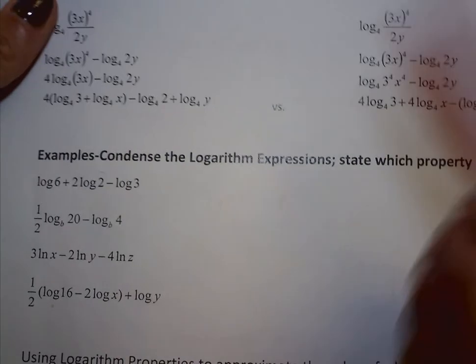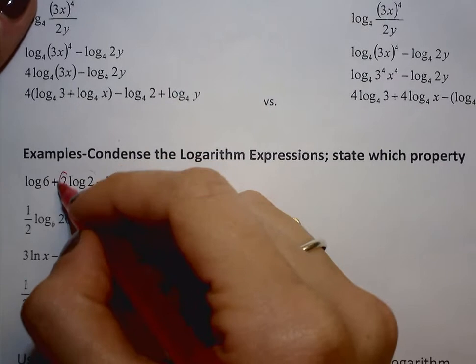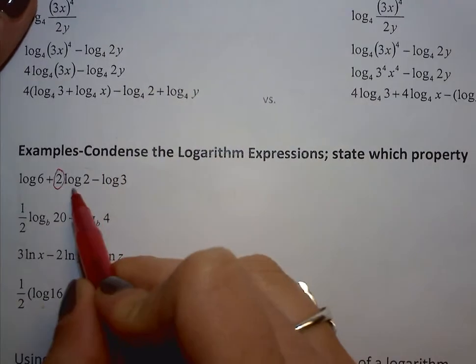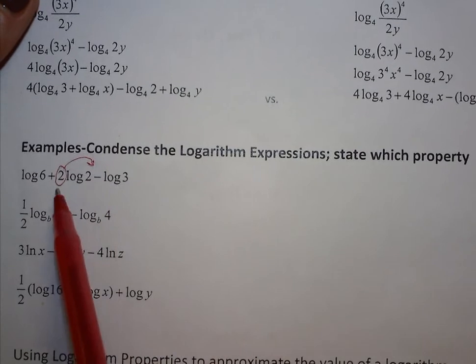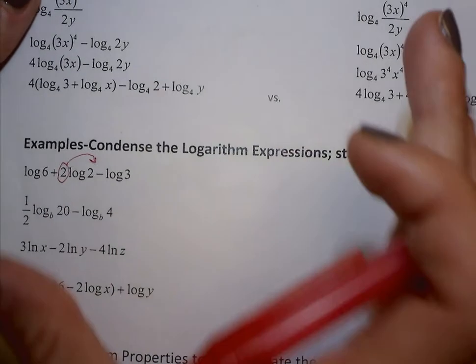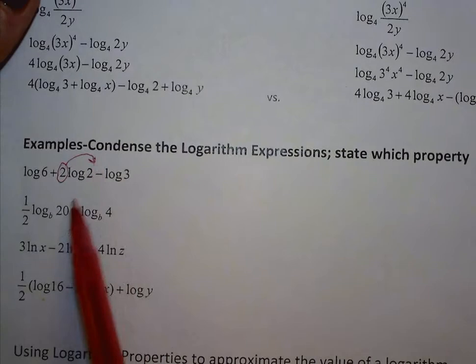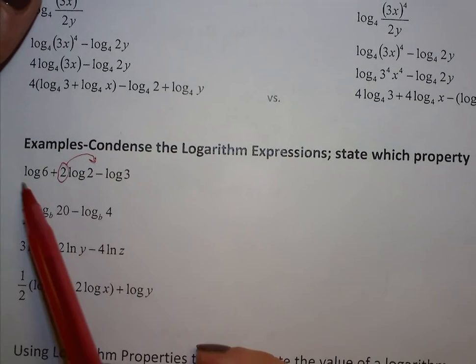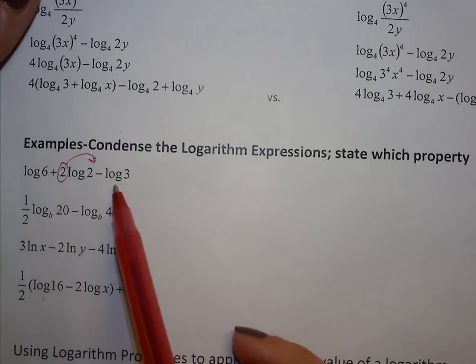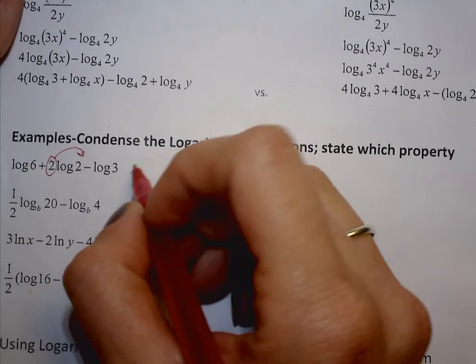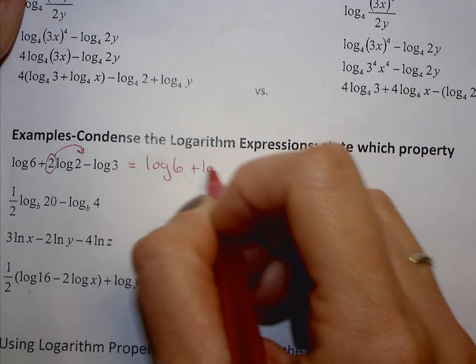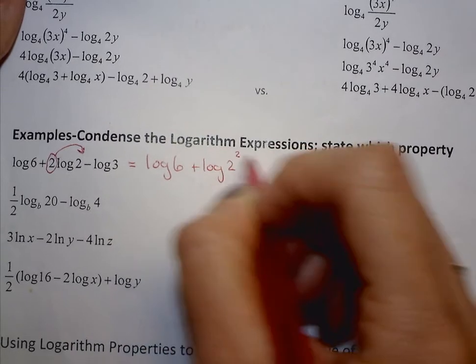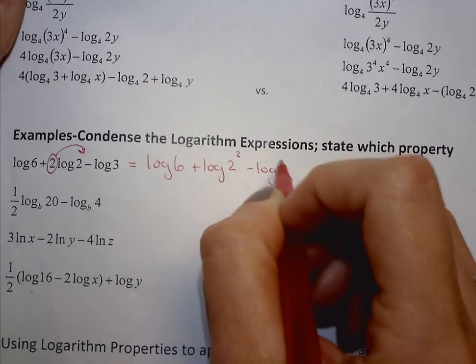The first thing that I like to do is any numbers that are in front of the log, I bring back up as an exponent. Usually we've been in the habit of bringing them down, but now that I'm working backwards and I'm condensing, I'm going to bring all those numbers back up. And I don't have any other numbers in front of the log. So this is going to be log 6 plus log 2 squared minus log 3.